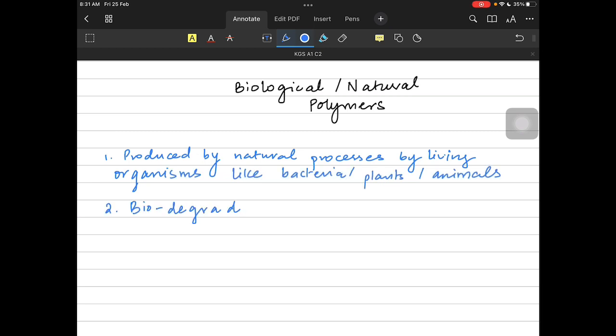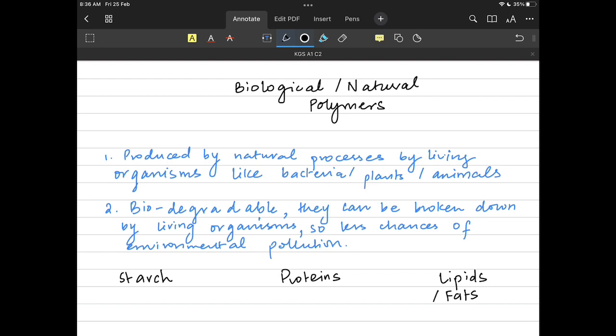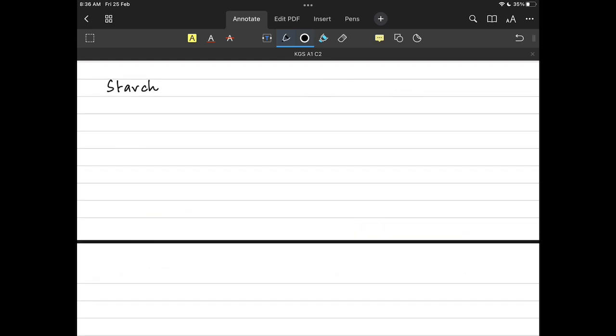They are biodegradable, which means they can be broken down by biological processes and enzymes. So bacteria could decompose them, even algae or other microorganisms could decompose them. So there's a lesser chance of environmental pollution. Starch, protein, lipids or fats, they're all biological polymers.